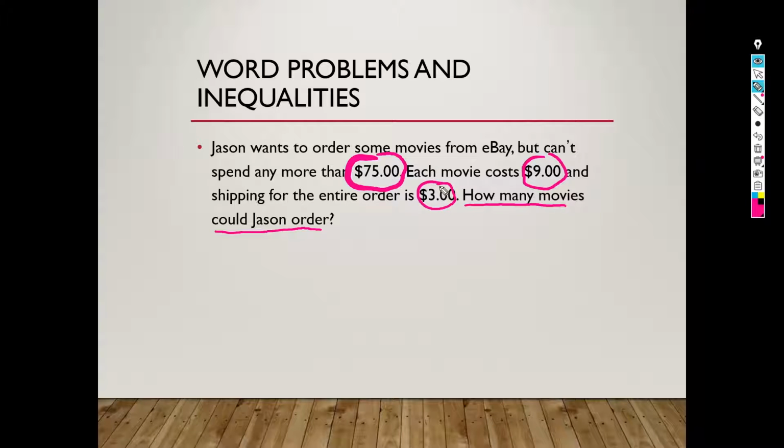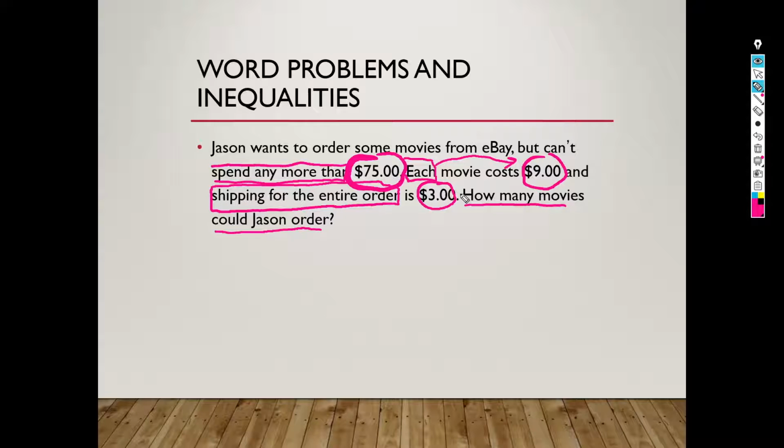The next thing we want to do is box key terms. So, can't spend any more than. That's going to be key to letting us know what's happening in our inequality. We have each. That's going to let us know an operation. So each movie, this little phrase is going to tell us about the movies and this cost. And shipping for the entire order is $3. So maybe this phrase is going to help us too, because that's going to tell us how much the order costs to ship, the $3.